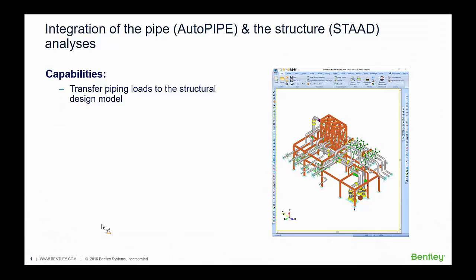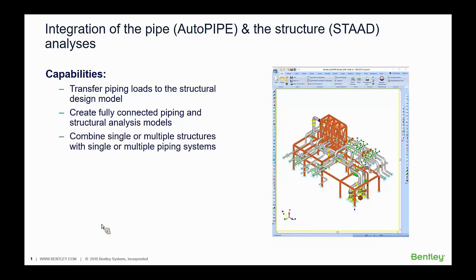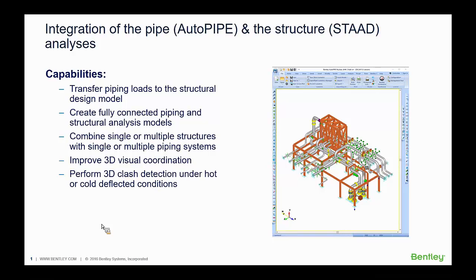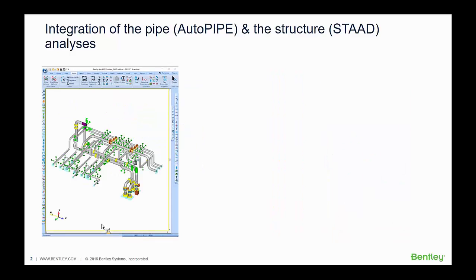This integration has the ability to transfer the piping loads to the structural design model as well as the structural steel back to the piping model. This allows for the creation of fully connected piping and structural analysis models. This can be done with single or multiple structural models and single or multiple piping models. This workflow allows for better 3D visual coordination and allows for 3D clash detection under hot and cold deflected conditions.